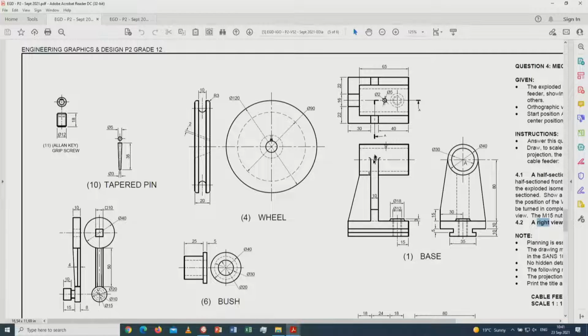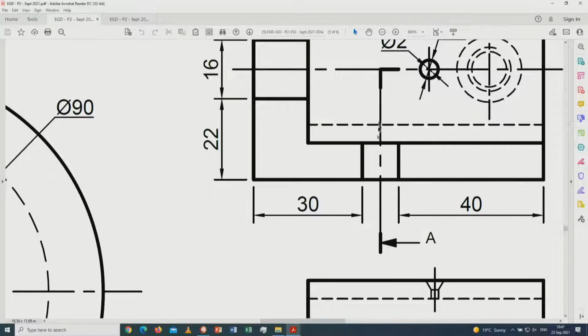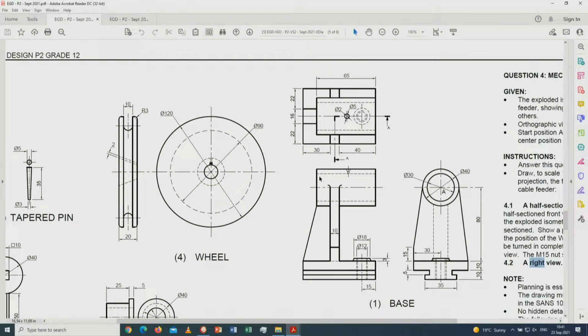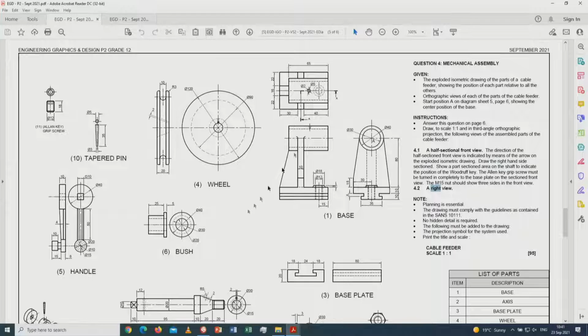Besides that, this will be sectioned in this half part over here. So there we can see the section part over here. This part over here will be in section. So therefore, of course, it carries onto the wheel. It carries onto everything that implies the shaft, the axis, everything that goes with that.